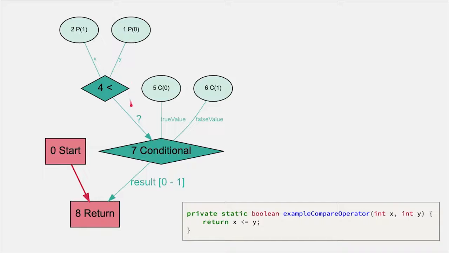Now that returns a condition, and then booleans in Java are 0 or 1 under the hood. So we then say if it's true, return 0. If it's false, return 1. And again, we have a start node and a return node.